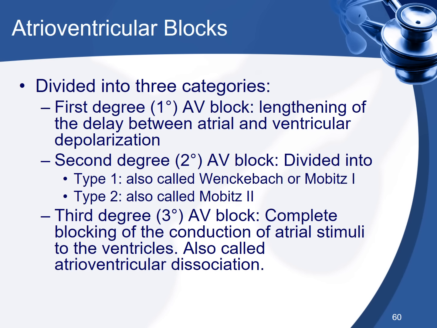We have three categories. We have first degree AV block, we have second degree AV block, and the second degree is also divided into two types. Type 1 is also called Wenckebach or Mobitz 1. Type 2 is also called Mobitz 2. And then third degree AV block, which is a complete blocking of the signal traveling down into the ventricle. So let's take a look at the pictures.